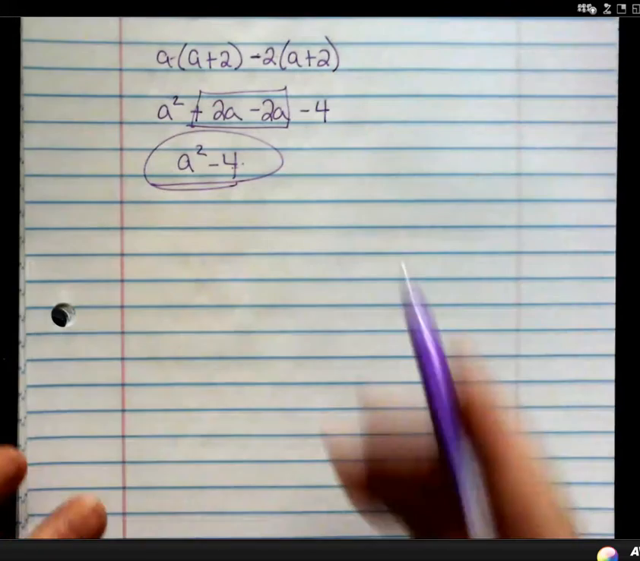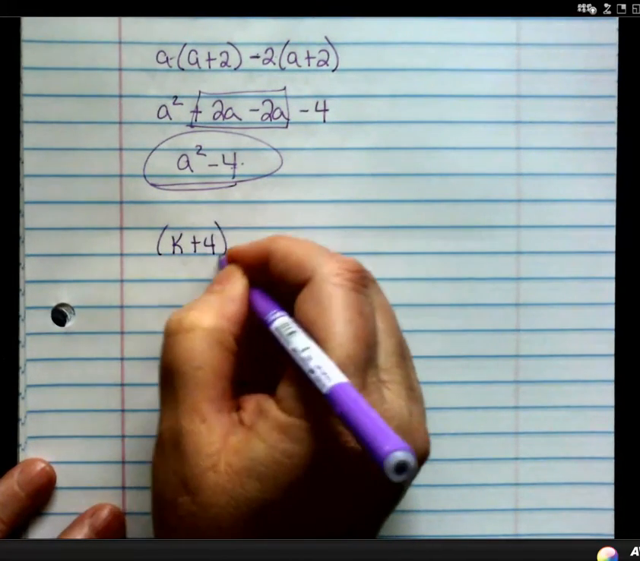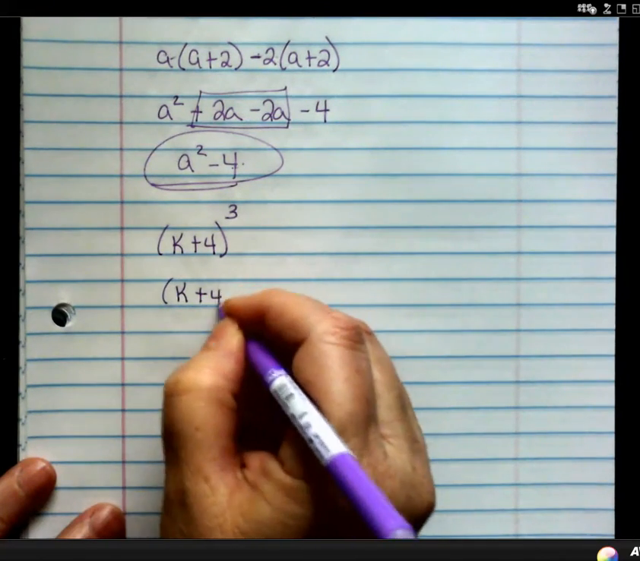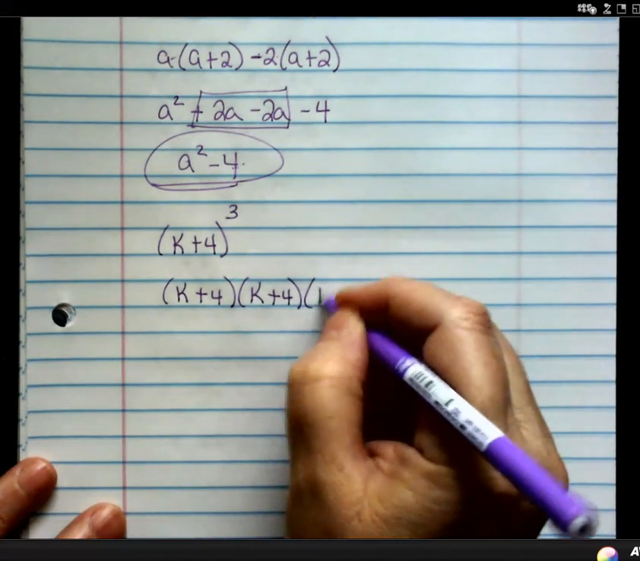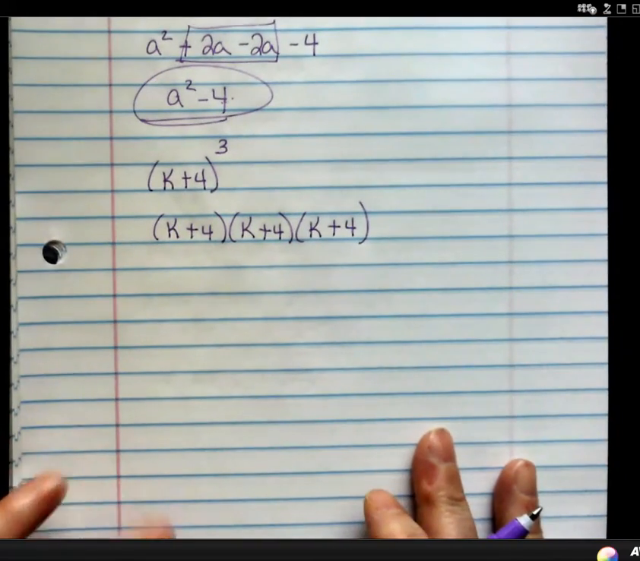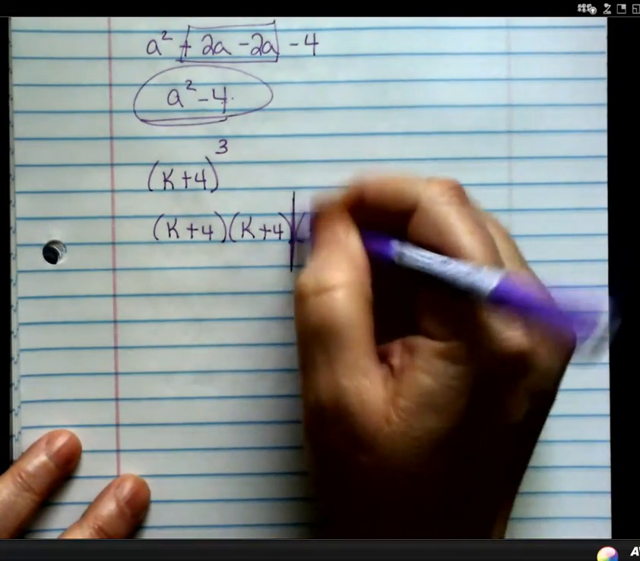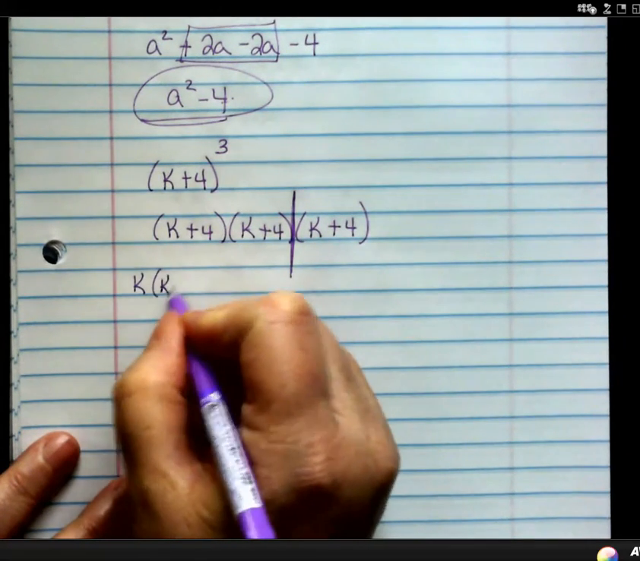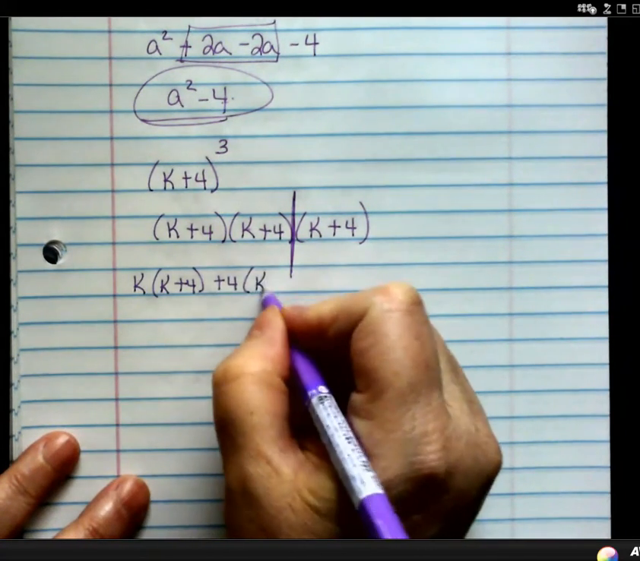The last one I'm going to talk to you about is if you have something like this. That just means k plus 4 times k plus 4 times k plus 4. And when you're typing your answers in, make sure you use the correct variable. You want to do these two first, okay? So I have k times k plus 4 plus 4 times k plus 4.